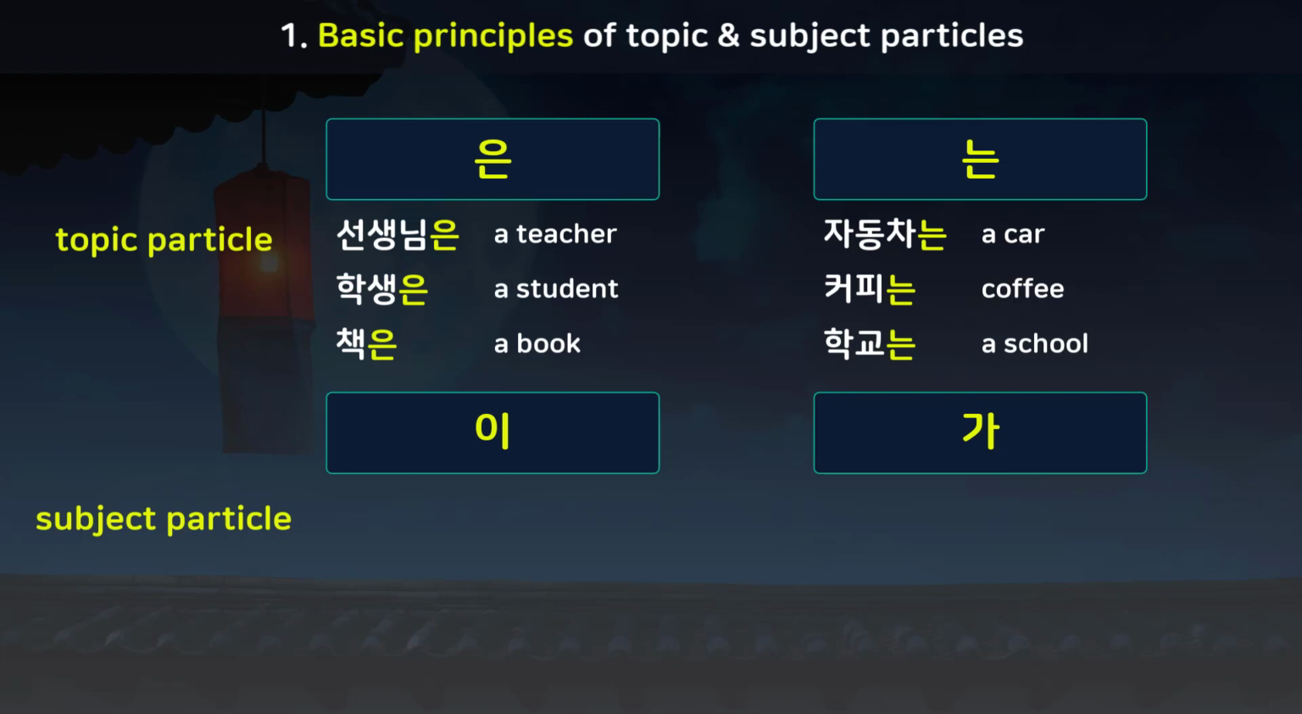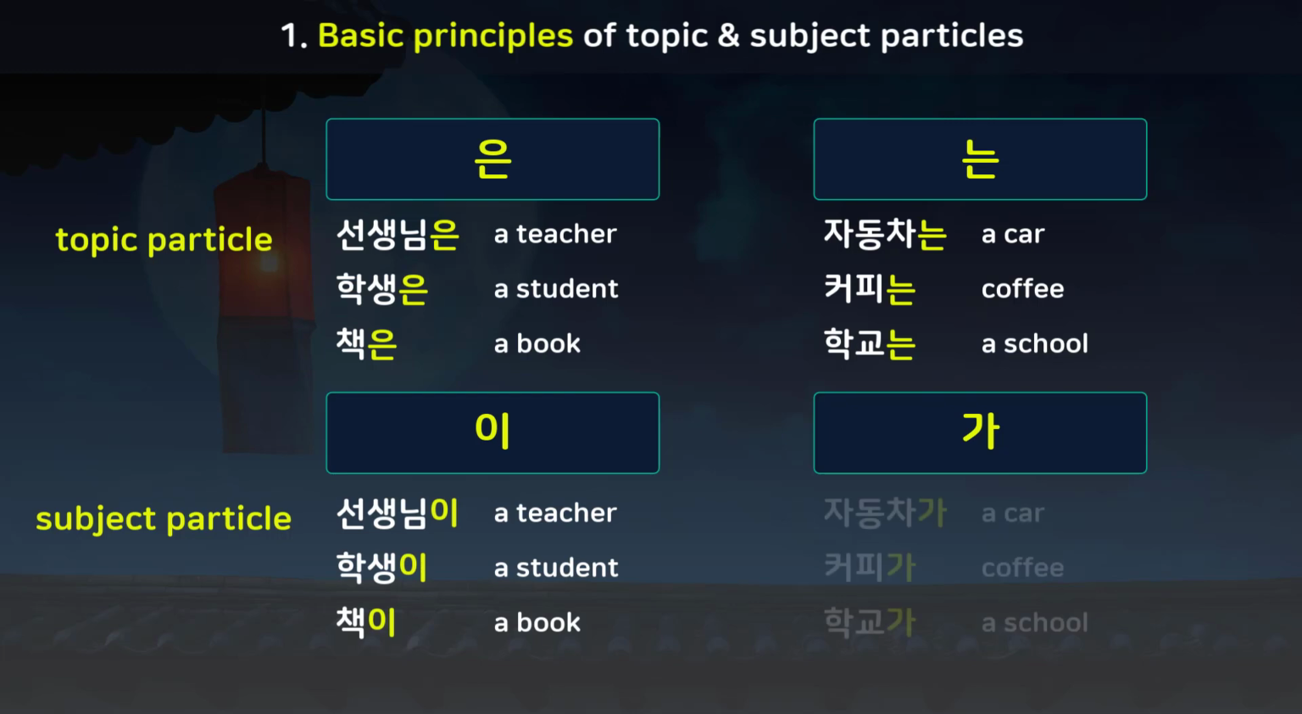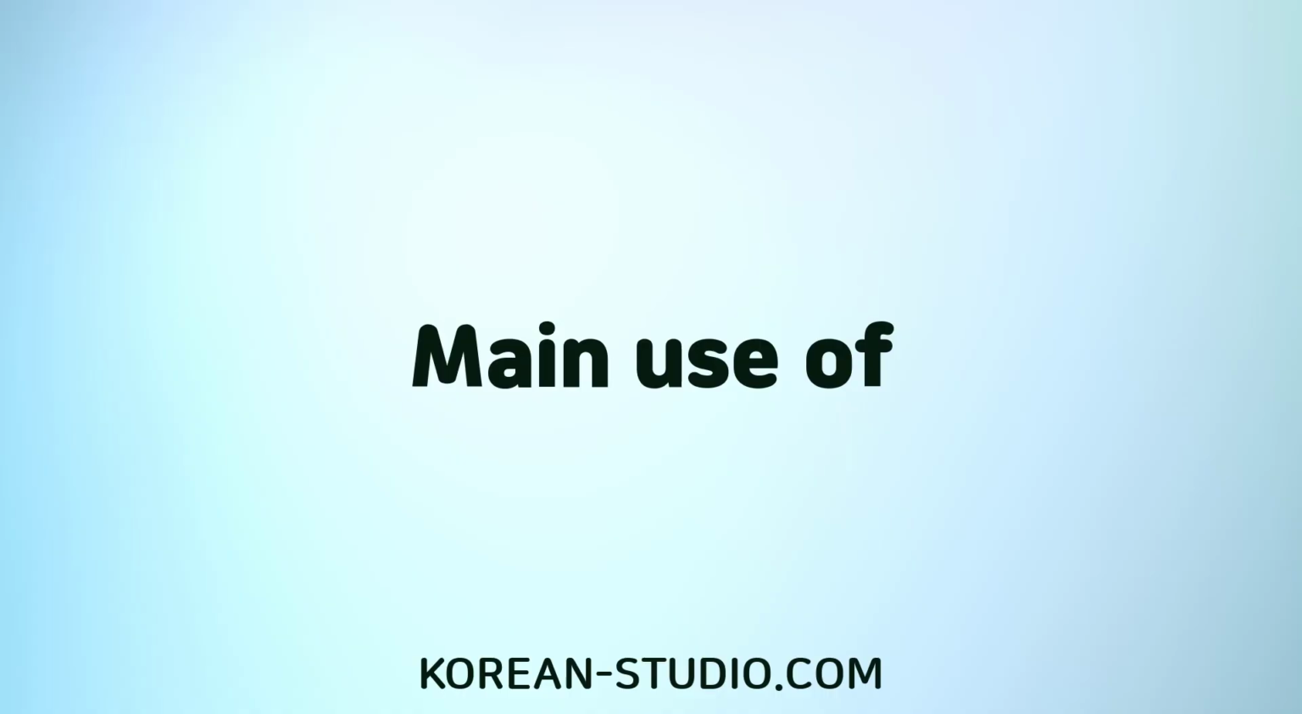And how we use the subject particles is the same. If a noun ends in 받침, we use 이. And if a noun doesn't end in 받침, we use 가. So we have 선생님이, 학생이, and 책이. And 자동차가, 커피가, and 학교가. So that's how we add these particles to nouns. Let's now move on and learn about the main use of topic and subject particles.